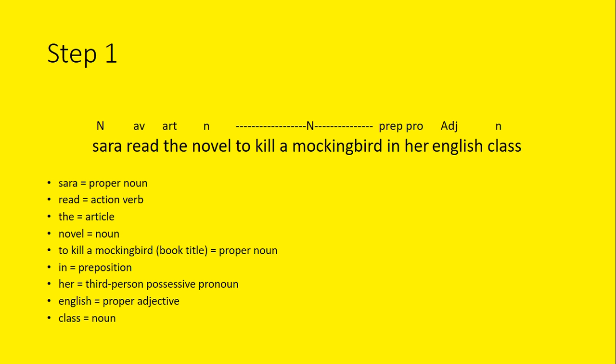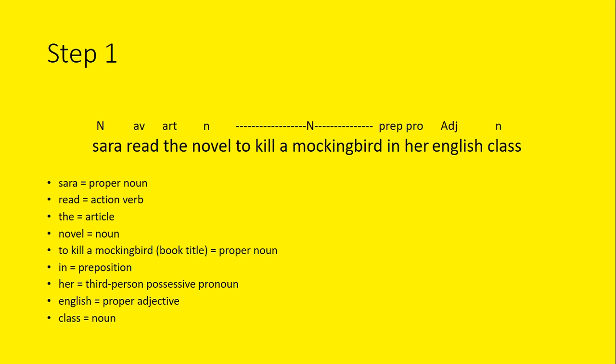The, always an article, so that's an easy one to label. Novel, a novel is a thing, so that's a noun as well. To Kill a Mockingbird is a title of the book, and so that's a collective noun altogether, and it's proper because we would capitalize the title of a book. So you can just draw that little line over the whole thing to kind of bracket it off, and that's a noun as well. In is a preposition.